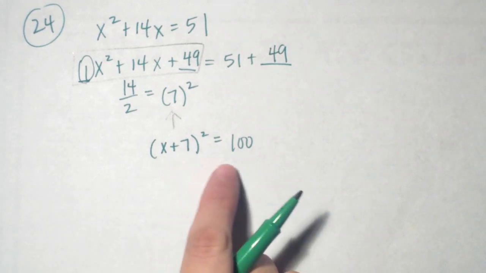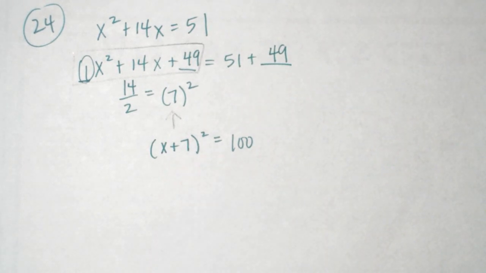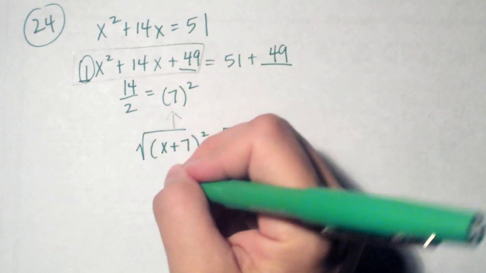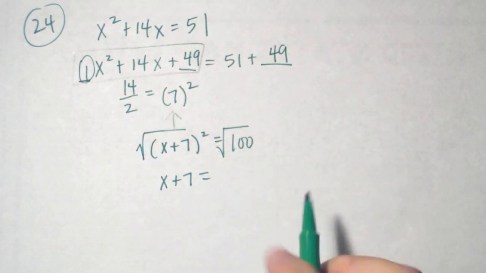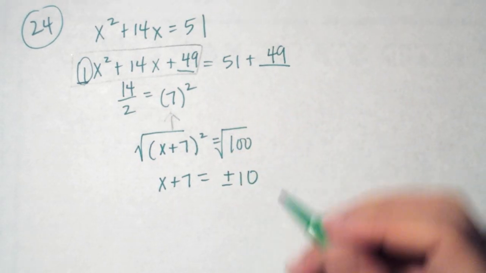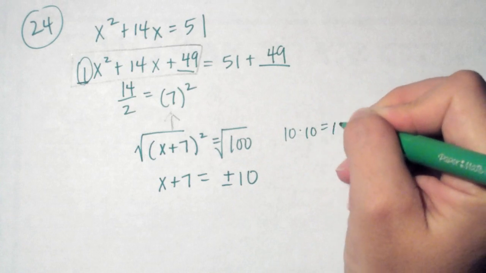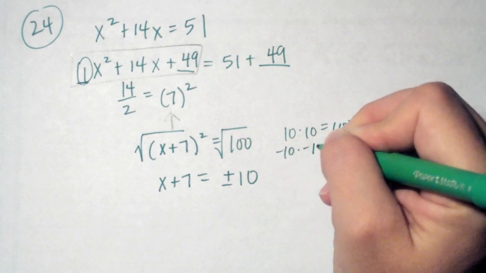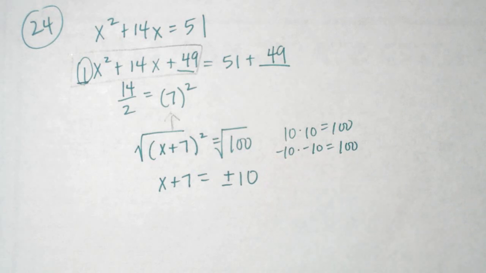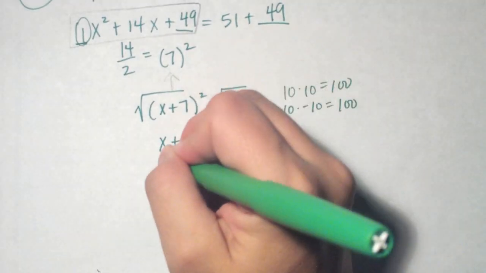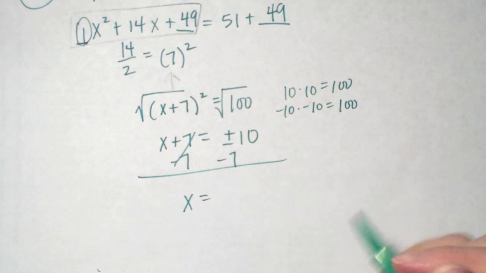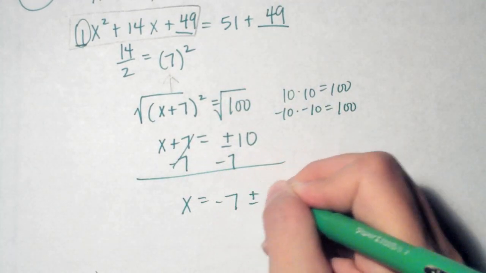So now I can use the square root method to solve. So what I'm going to do is take the square root of both sides. So I get x plus 7 on the left. And the square root of 100 is positive and negative 10, because 10 times 10 is 100, and negative 10 times negative 10 is also positive 100. A negative times a negative is a positive. So the last thing I'm going to do is subtract 7. So I have negative 7 plus or minus 10.